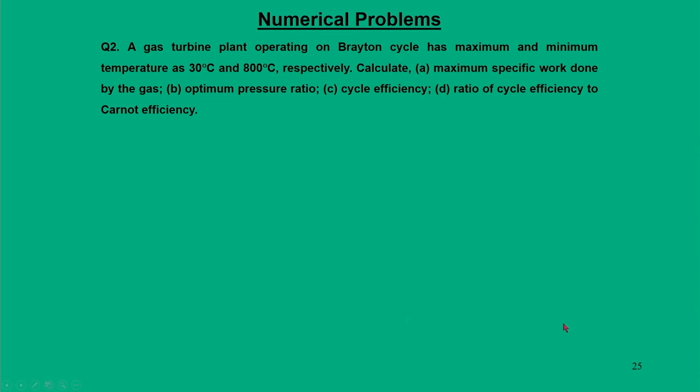Now, we will go to the next problem. The next problem is also of similar nature, but here we will concentrate more on some important aspects, that is, the maximum work done and how you are going to compare it with the Carnot efficiency. So, it uses the same realistic numbers as the previous example, where the operating temperature limits are 30 degrees centigrade and 800 degrees centigrade. We have to find, for a Brayton cycle, the maximum specific work done and optimum pressure ratio, cycle efficiency, and the ratio of cycle efficiency to the Carnot efficiency.